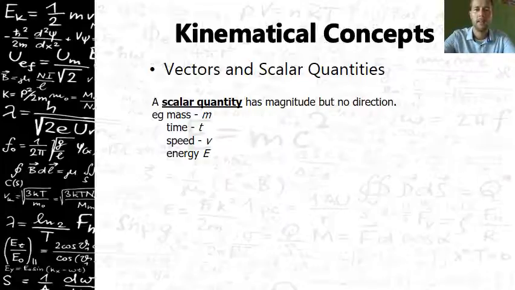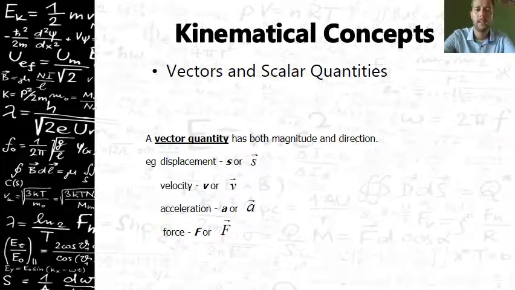Okay, so for the vectors and scalars topic, we're just going to look at what a scalar quantity is first. The definition is that a scalar quantity has magnitude but no direction. Some examples of this include mass, time, speed, and energy.